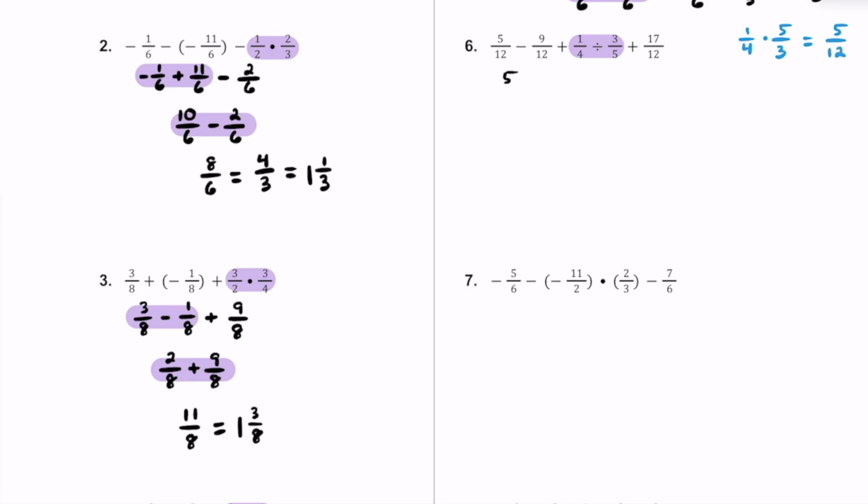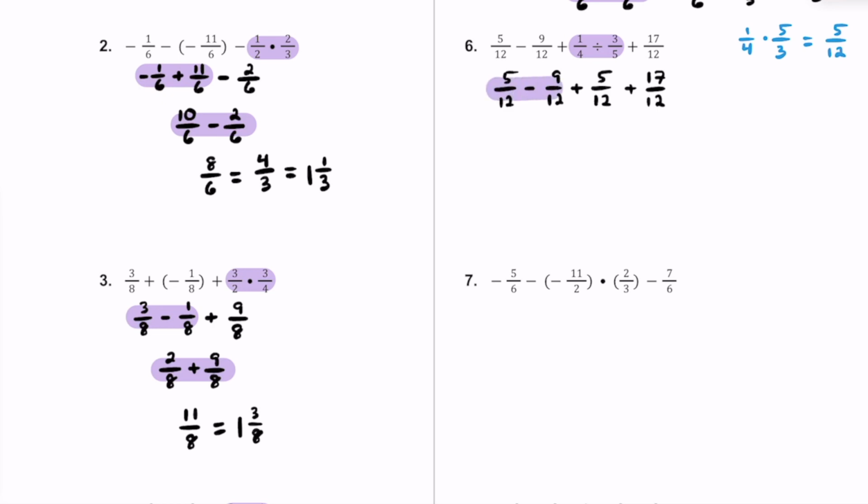So let's see here. We have 5/12 minus this 9/12. And then we just figure out the quotient here is going to be 5/12 here. So 5/12 and then plus 17/12 here. All right, now we have just subtraction, addition, and addition.